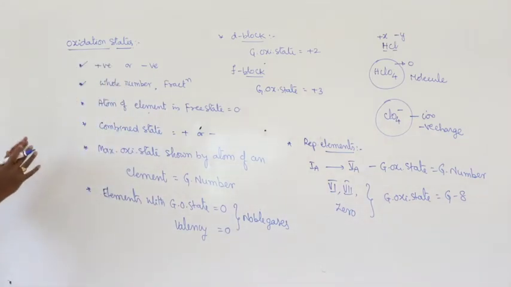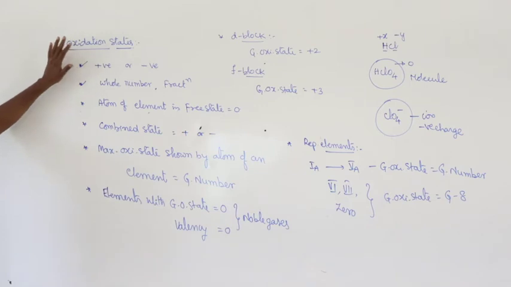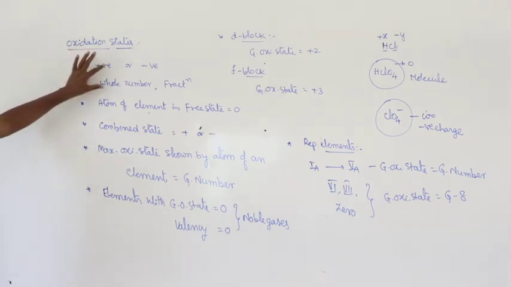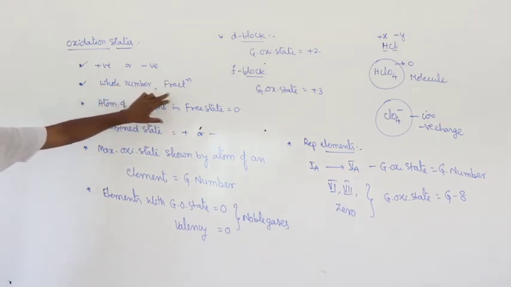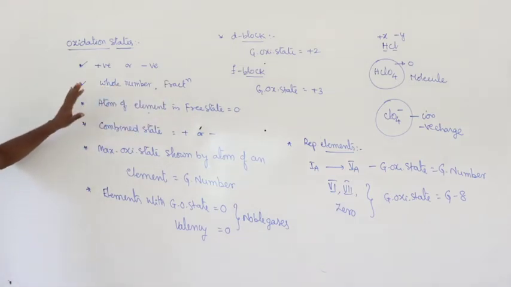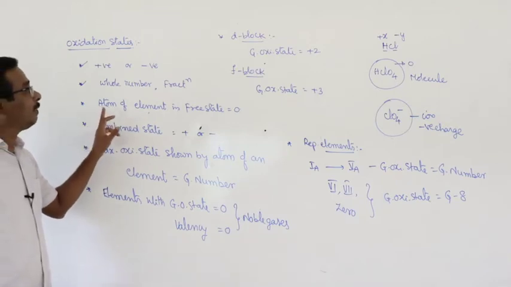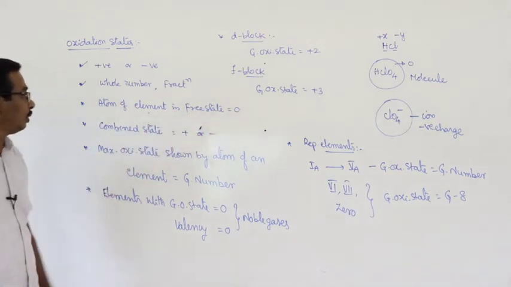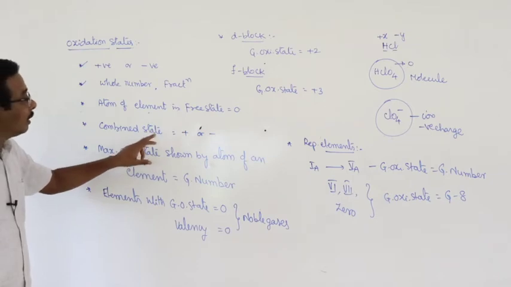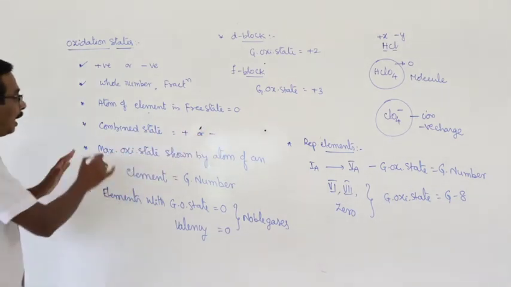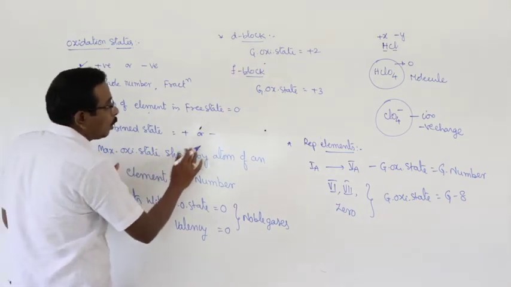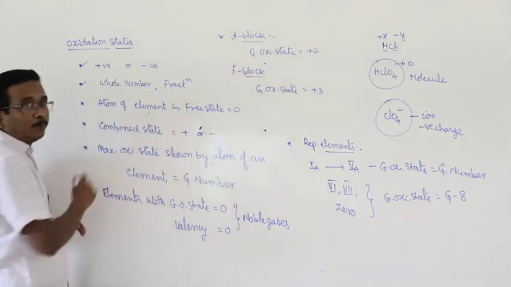These are all the important points that are related to the concept of oxidation states. Here, the oxidation state of an atom may be positive or negative, and the oxidation state of an atom of an element may be a whole number or a fraction. In free state, the oxidation state of an atom of an element is equal to 0, and in combined state, the oxidation state may be positive or negative, and the maximum oxidation state shown by an atom of an element is equal to group number.